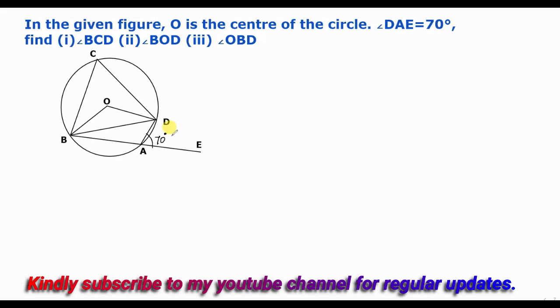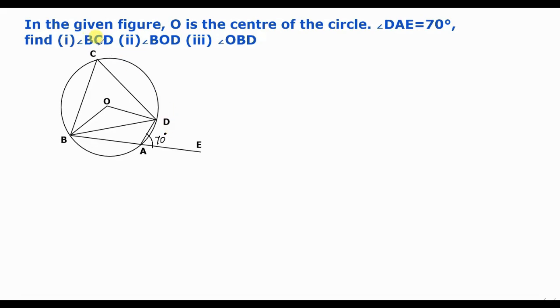Then we have to calculate angle BCD. So BCD is this angle. You have to think: if you observe, ABCD is a cyclic quadrilateral and 70 degrees is the exterior angle of the cyclic quadrilateral. Now opposite to A, the vertex is C. So it comes under the cyclic quadrilateral property. Your first equation: angle BCD will also be 70 degrees, because the property is that the exterior angle of a cyclic quadrilateral is equal to the interior opposite angle.